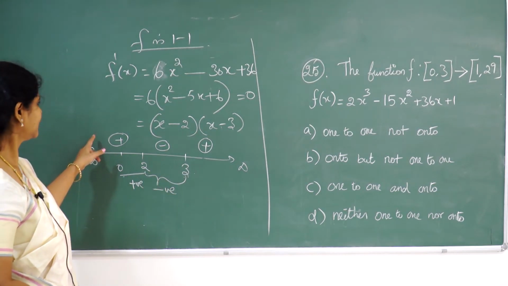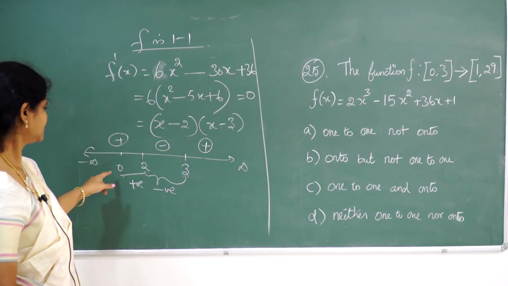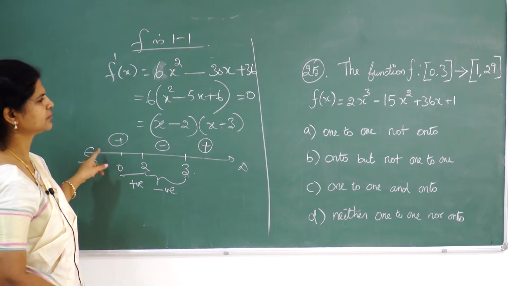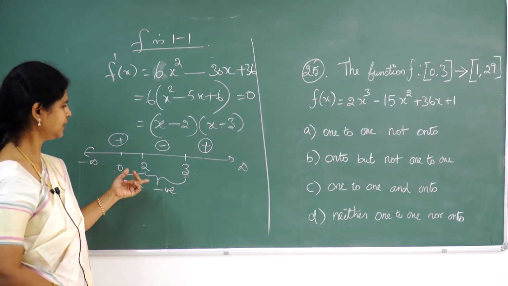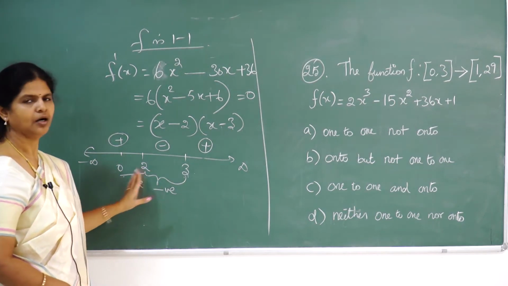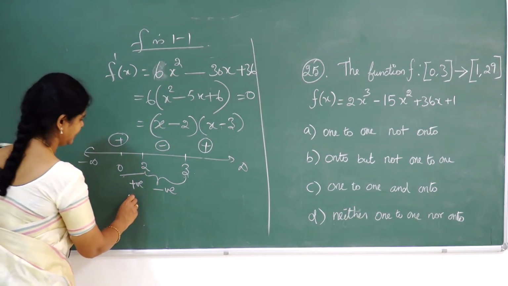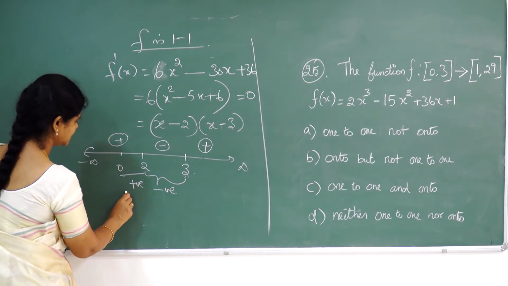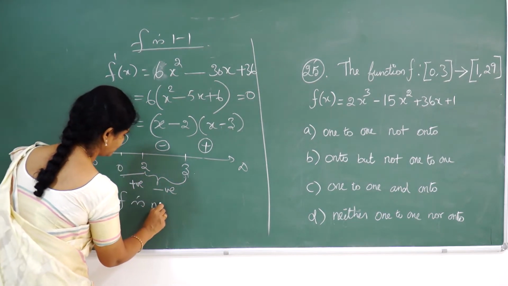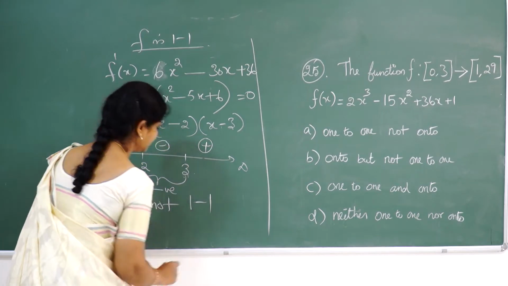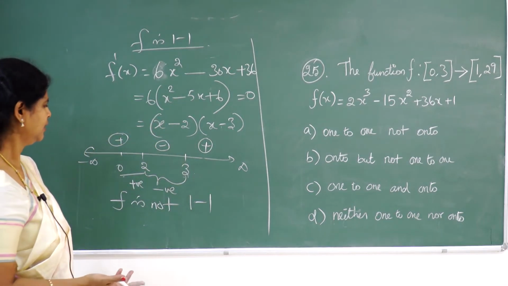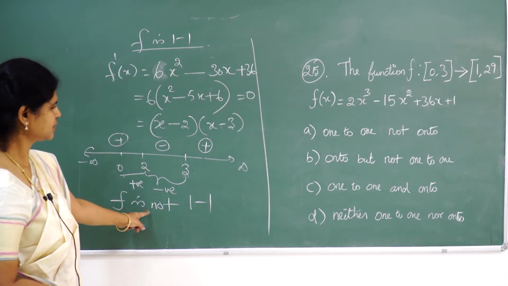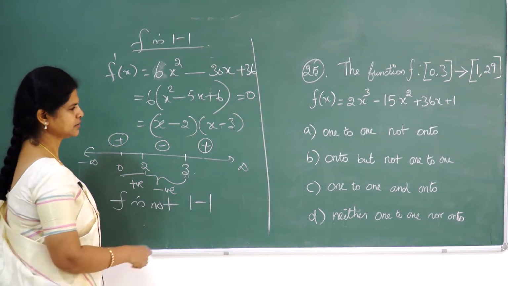So in 0 to 2 it is positive and in 2 to 3 the function is negative. So this derivative f dash of x has both decreasing and increasing parts. So it is not a strictly increasing or strictly decreasing function, it is an oscillating function. Therefore, the inverse does not exist since f is not 1 to 1. If it were strictly increasing or strictly decreasing, then f would be 1 to 1, but it is an oscillating function. Therefore, f is not 1 to 1. Okay, this is the first part.